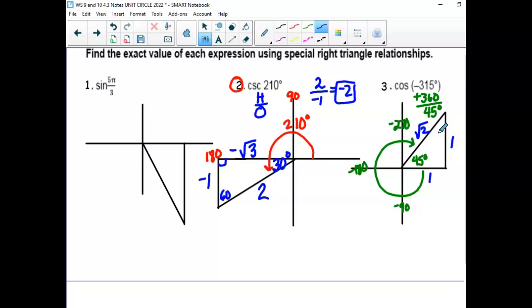So what would the cosine be? Adjacent over hypotenuse for cosine. So we'd have 1 over square root of 2. We didn't need any negatives because we're in quadrant 1. And that rationalizes to what? Square root of 2 over 2. Okay.